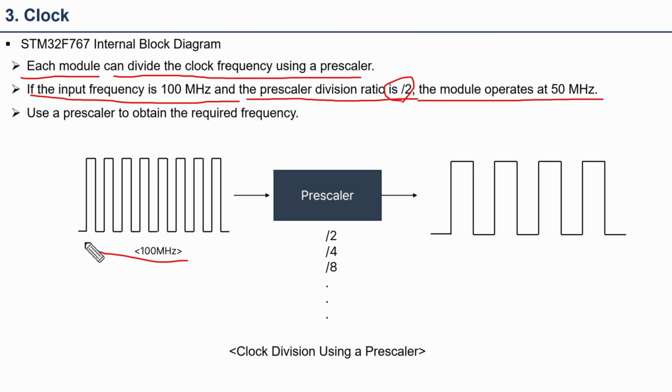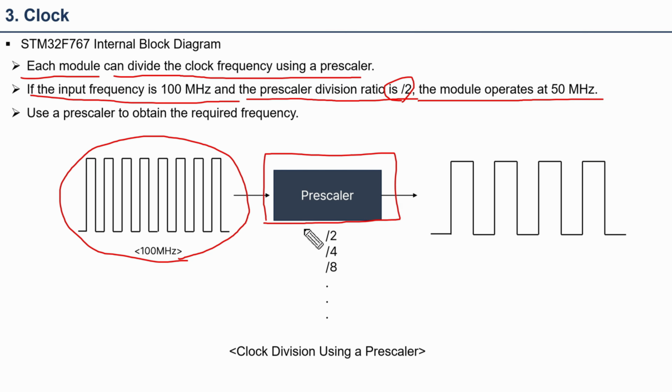In the diagram below, suppose the external clock is 100 MHz. There's an internal prescaler. If you set it to divide by 2, the final output frequency is 50 MHz. So when you configure each module, you need to set the prescaler correctly. We'll cover the prescaler settings in the lab.